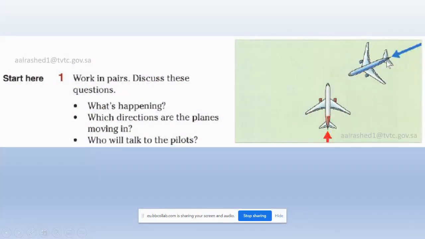As we can see, two planes are about to crash into each other. This airplane is moving in its way, and it might get interrupted by the blue airplane. There is an interruption at this point that would result in an accident or a crash that will take a lot of lives. There is zero chance of survival.